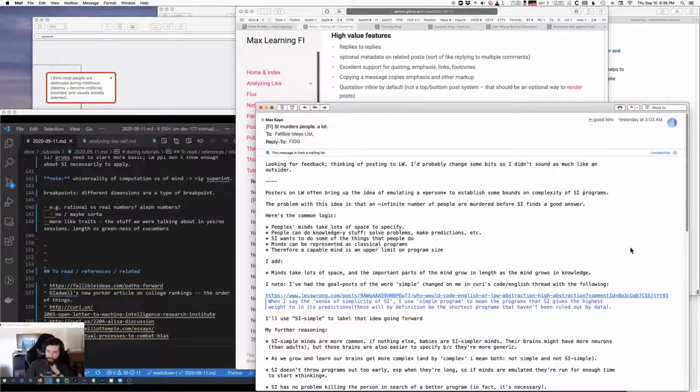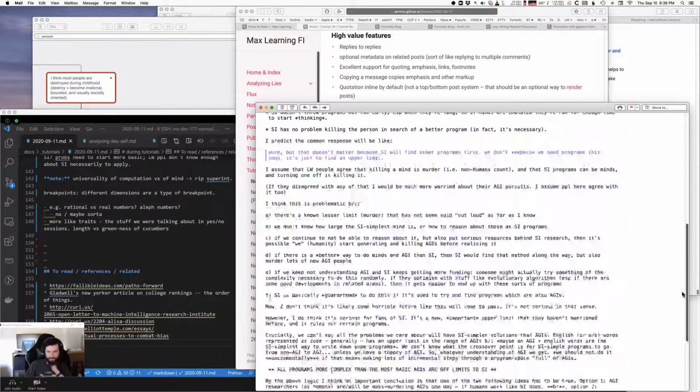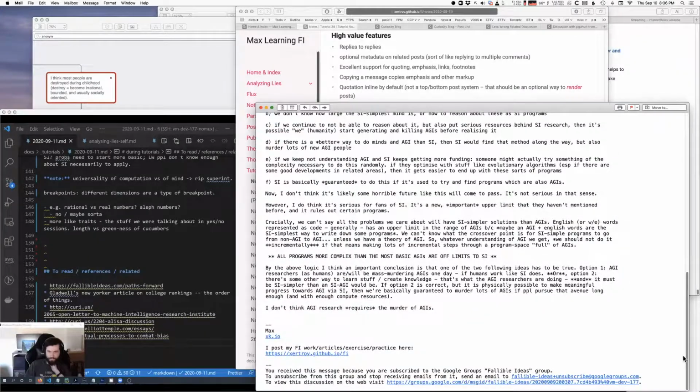Yeah, okay. One of the things that talks about is minds within SI programs, and that's kind of a complicated concept that would either need a bunch of explanation or someone would have to think about it themselves a bunch.